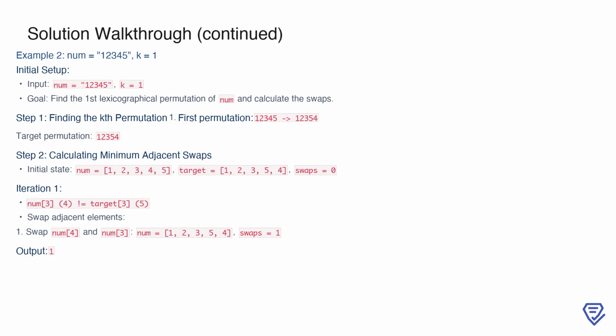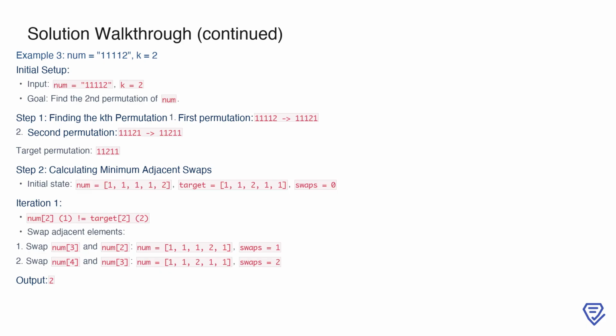At index 3, the original number has a 4, but the target number has a 5. To fix this, we perform one adjacent swap between number 4 and number 3, which updates the array to 1, 2, 3, 5, 4. This single swap brings the original number into alignment with the target permutation. The total number of swaps required is 1, and the output is therefore 1.